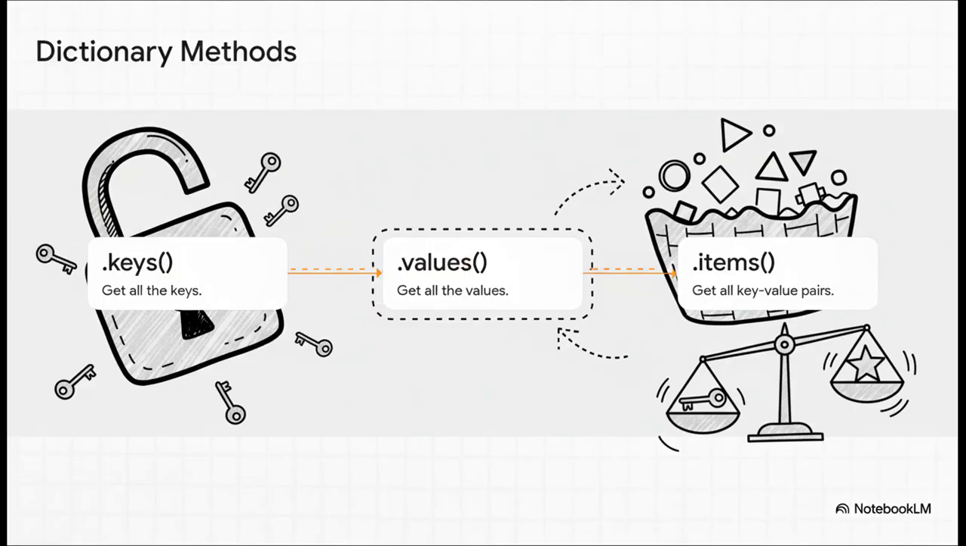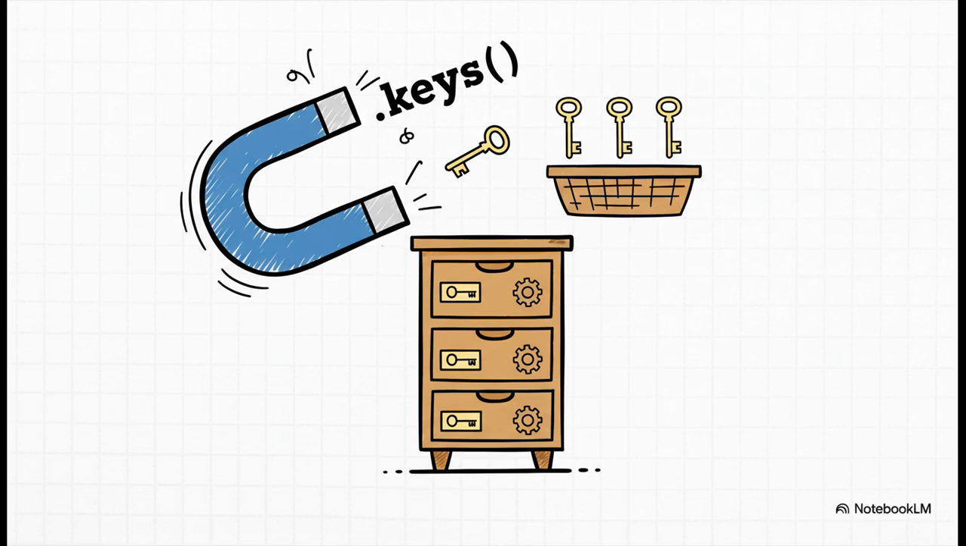Now, dictionaries also come with some really handy built-in methods to work with all of their parts at once. You can grab all the keys, or just the values, or all the key-value pairs together. Let's take a look. First, let's say we just want the keys. All we have to do is use the .keys method.